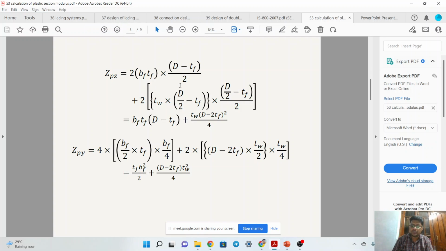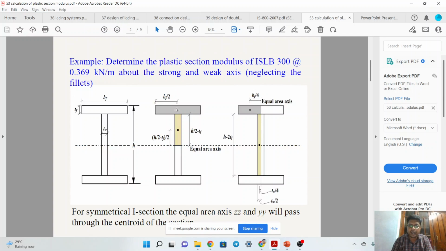multiplied by distance. The centroid of this upper rectangle is at this point, and the centroid of this entire I section will lie somewhere here. So we have to calculate this distance. The total depth of this I section is denoted by capital D. In this figure it has been denoted by a small h, but let us assume it is equal to capital D.